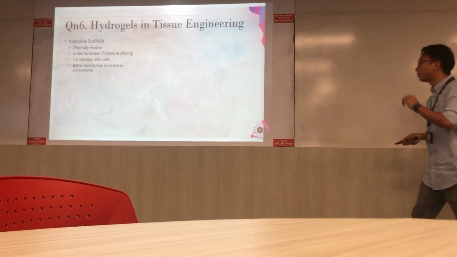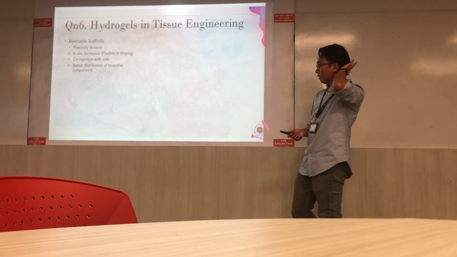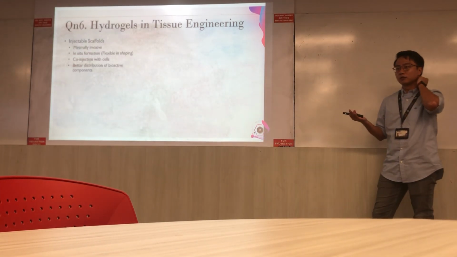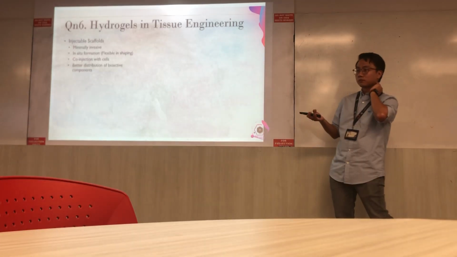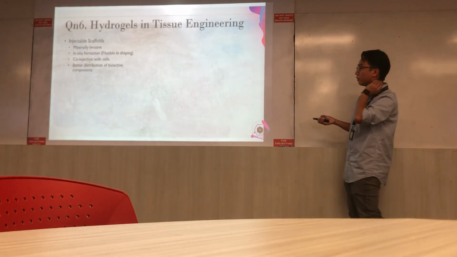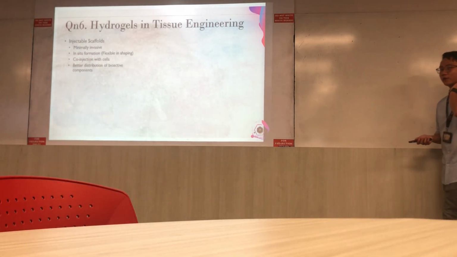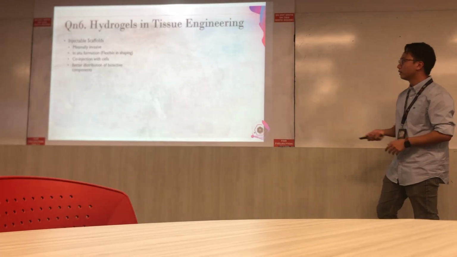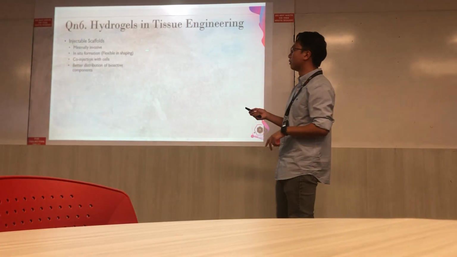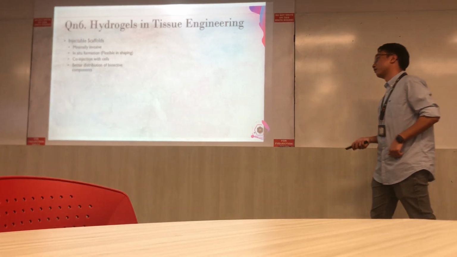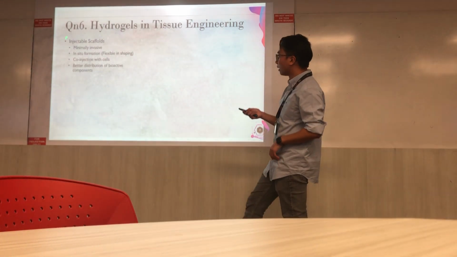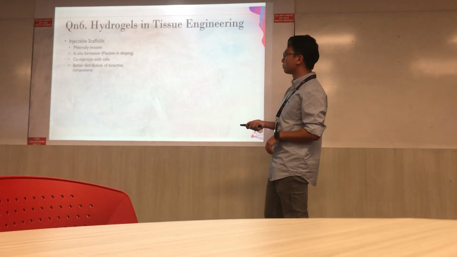How is hydrogel used in tissue engineering? Remember what the three things needed in tissue engineering are? Cells, scaffold, environment, right? For cells, you can't do anything about it. So most of the time, hydrogel is used either in the scaffold or the environment. Most of the time, scaffold. How? By making an injectable scaffold.